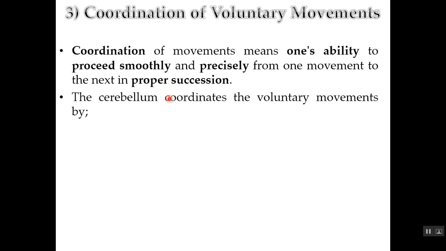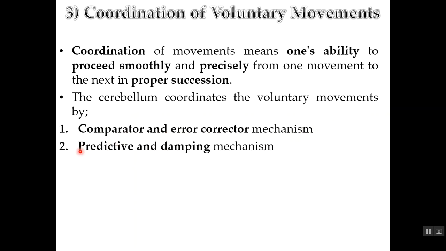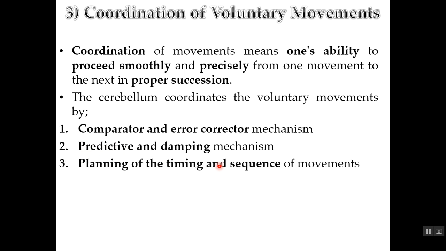To do a coordination of the voluntary movement, this is done by three main mechanisms done by the different parts of the cerebellum. Number one, you have a comparator and error corrector mechanism. This is by the intermediate zone of the spinocerebellum. And also you have a predictive and damping mechanism. And finally you have a planning of the timing and sequence of the movement. So again, we will discuss in short each mechanism and its role in coordination of the voluntary movement.